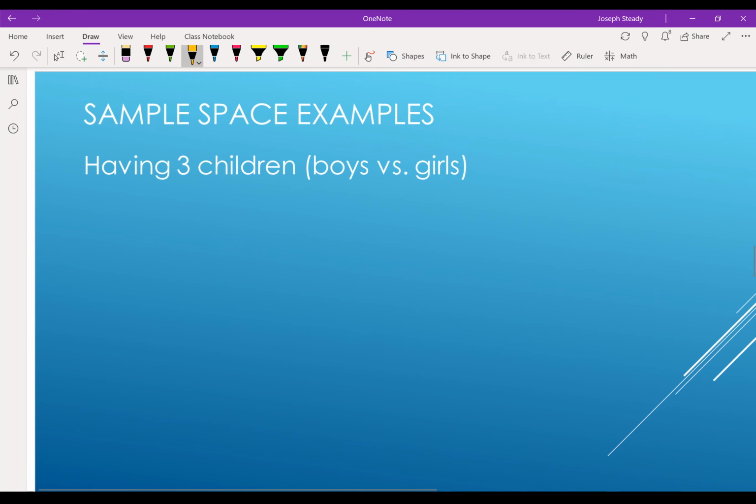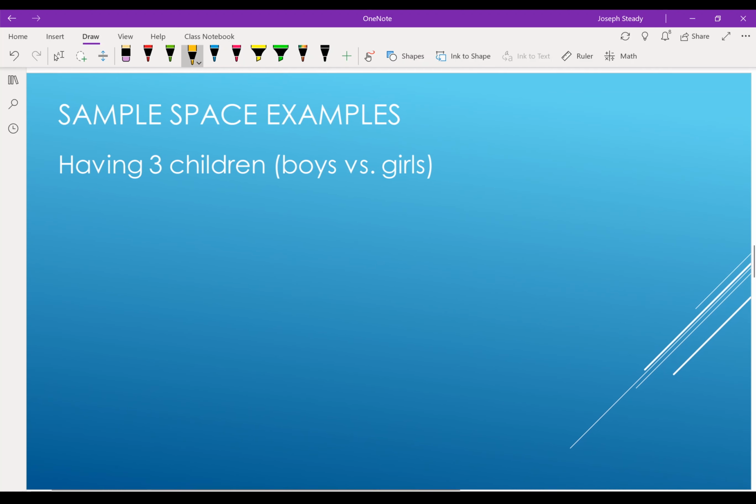Now, sample spaces are not always as easy as, hey, flip a coin, or as predetermined as, hey, here's the deck of cards, these are all the possible outcomes. Sometimes we have to figure out what the sample space includes. So let's look at the example of if you have 3 children, what is the order you can have those kids in, and what are all of the possible outcomes?